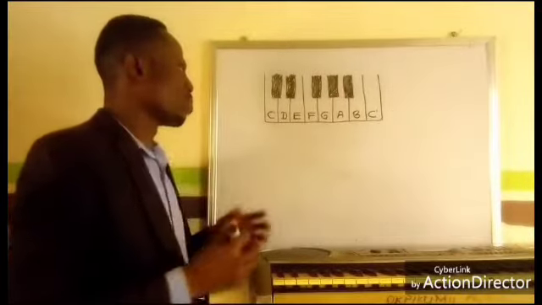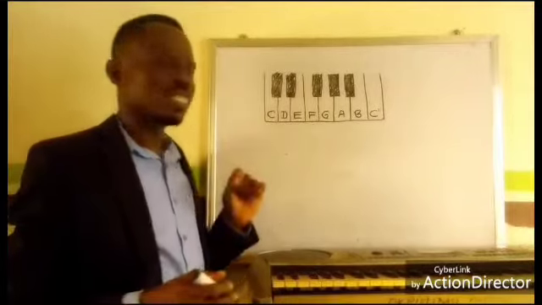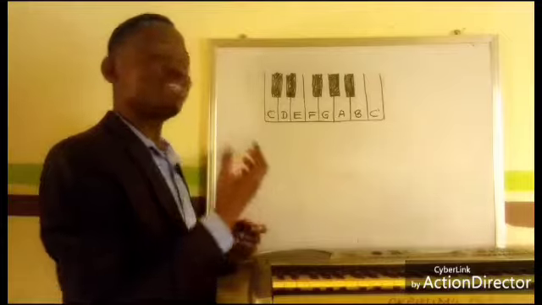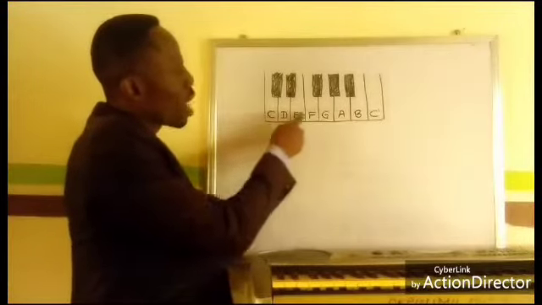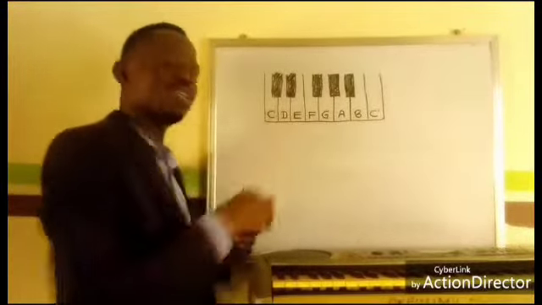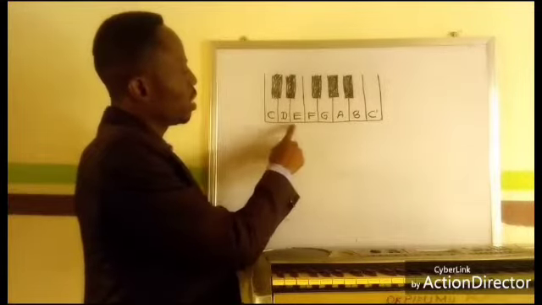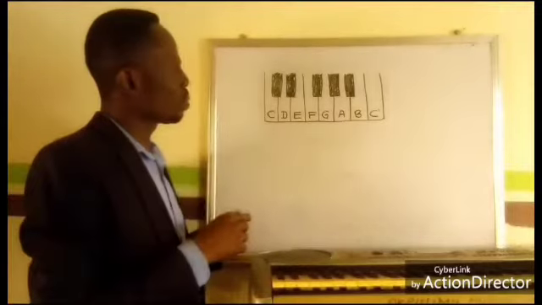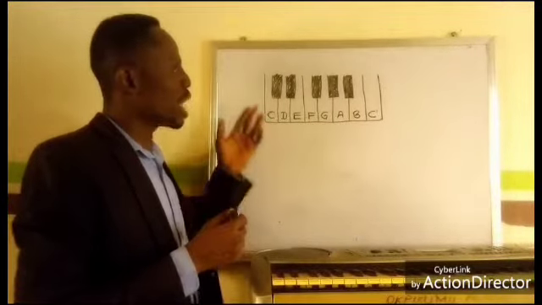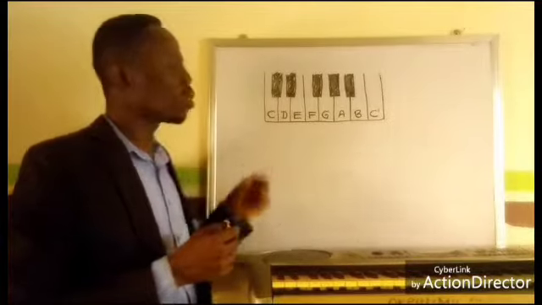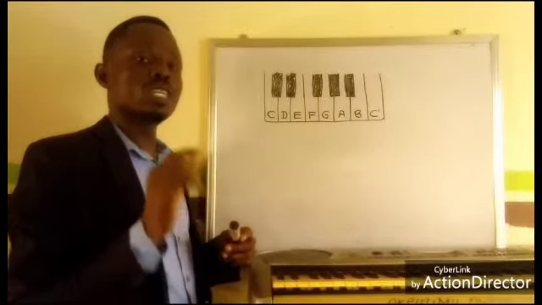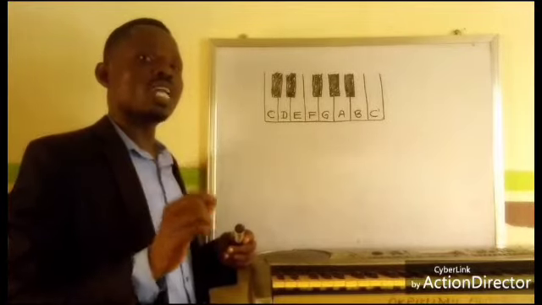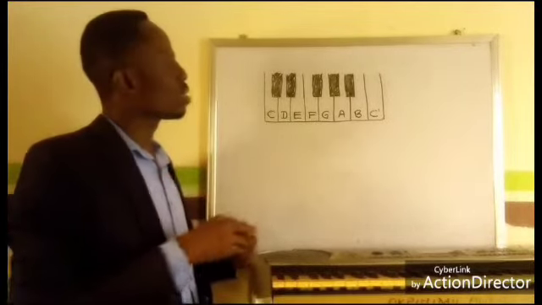Now, like I said, the black notes, which are the accidental notes, derive their names from the white notes, which are the natural notes: C, D, E, F, G, A, B, C. Now, how do they derive their names from the natural notes? It's using the understanding of semitones and accidentals.